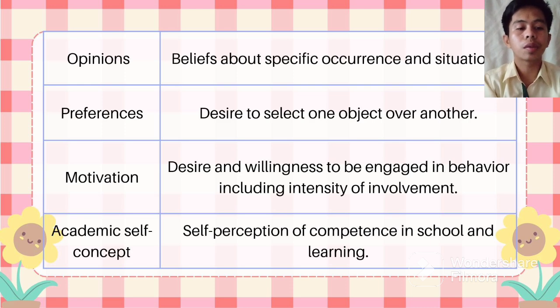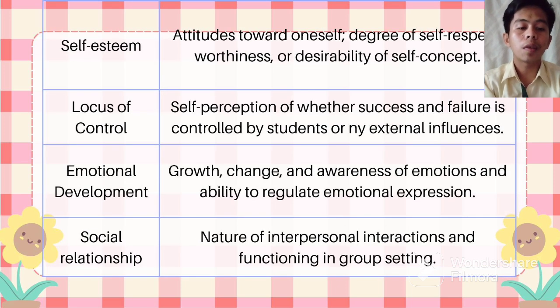Next is preferences. It is the desire to select one object over another. Next is motivation. It is the desire and willingness to be engaged in behavior, including intensity of involvement. Next is academic self-concept. It is self-perception of competence in school and learning. Next is self-esteem. It is attitudes toward oneself, degree of self-respect, worthiness, or desirability of self-concept.